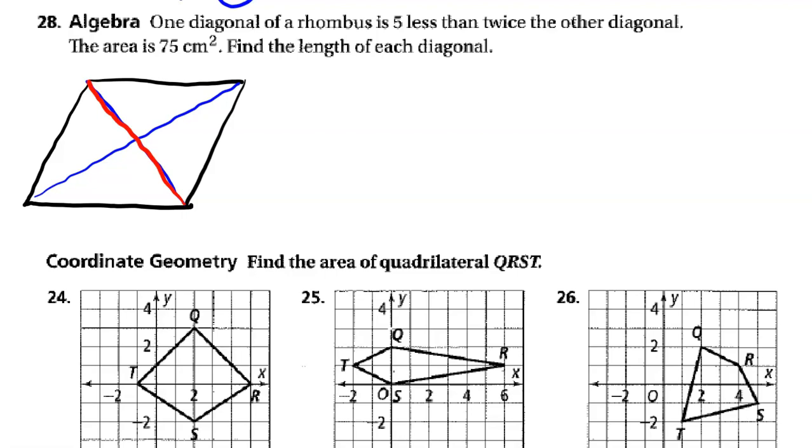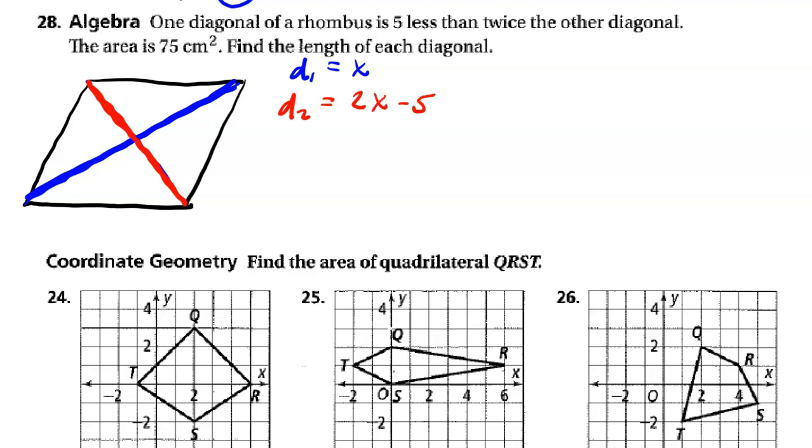So find the length of each diagonal. So one diagonal is 5 less than twice the other. So I don't know anything. Let's just call this blue one x. So let's say that whole blue diagonal, diagonal number 1, we're going to call x. Well, it says that the other diagonal, this one, is 5 less than twice the other one.